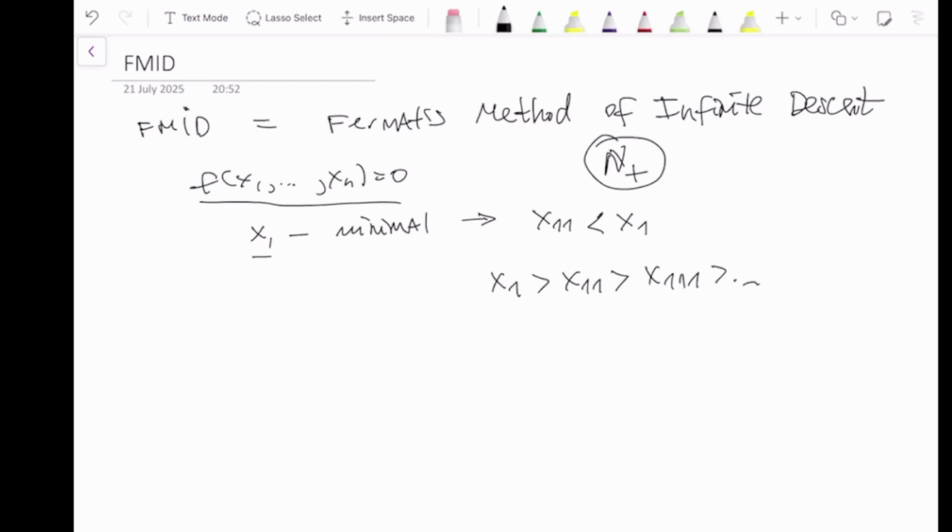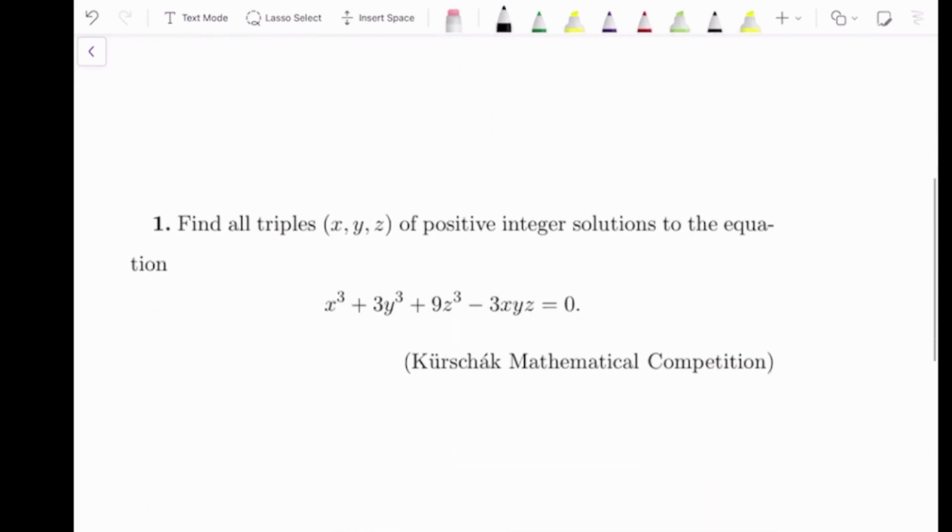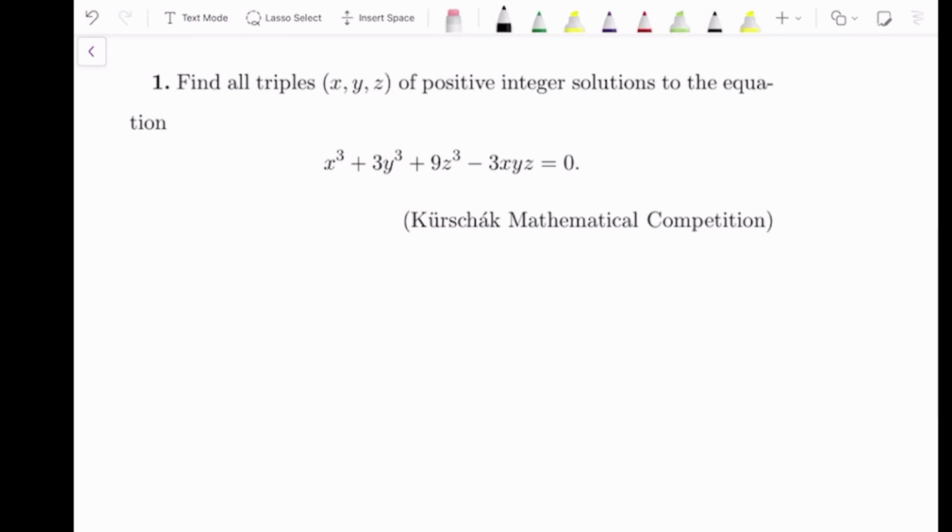Let's illustrate this method on an example of the following problem. This is a problem from my favorite book. Find all triples x, y, and z of positive integer solutions to the equation x^3 + 3y^3 + 9z^3 - 3xyz = 0. How are we going to approach this?